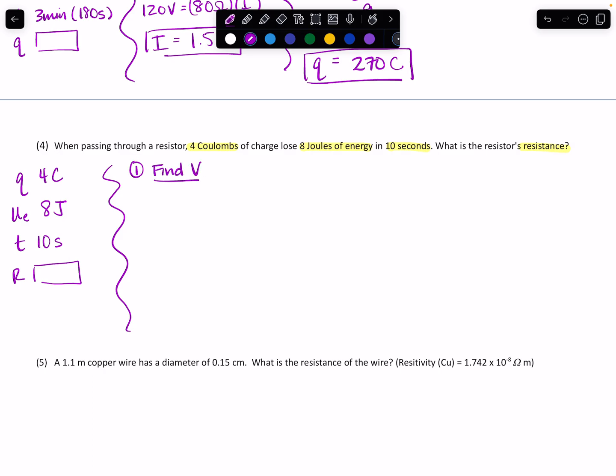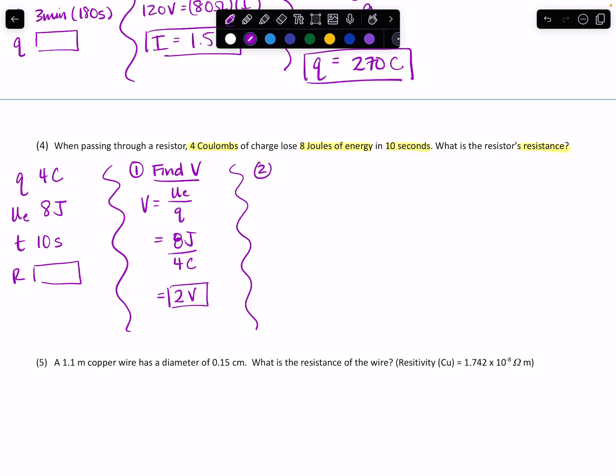All right, so I know that voltage is the potential energy over charge. So, 8 joules divided by 4 coulombs. So I have 2 volts in terms of the potential difference. Now, if I'm going to use Ohm's law to find resistance, I also need the current.